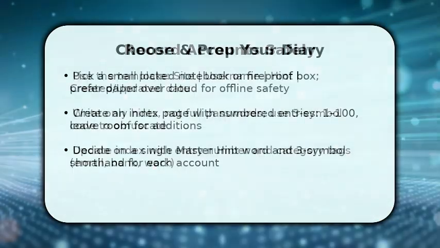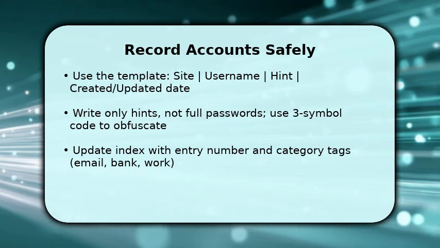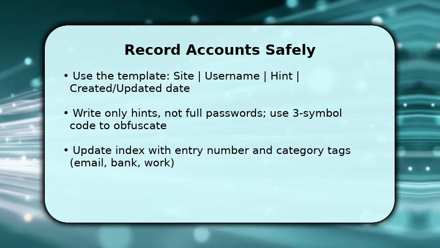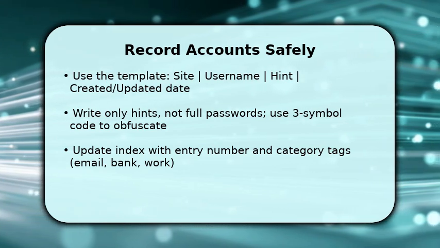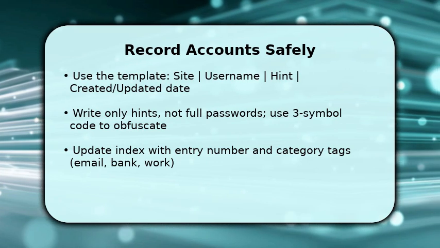You now record accounts following the template so every entry is uniform and easy to scan. For each account, write the site and username, then a hint that triggers your memory, never the full password. Once done, apply your 3-symbol obfuscation to the site name and note the created or updated date.